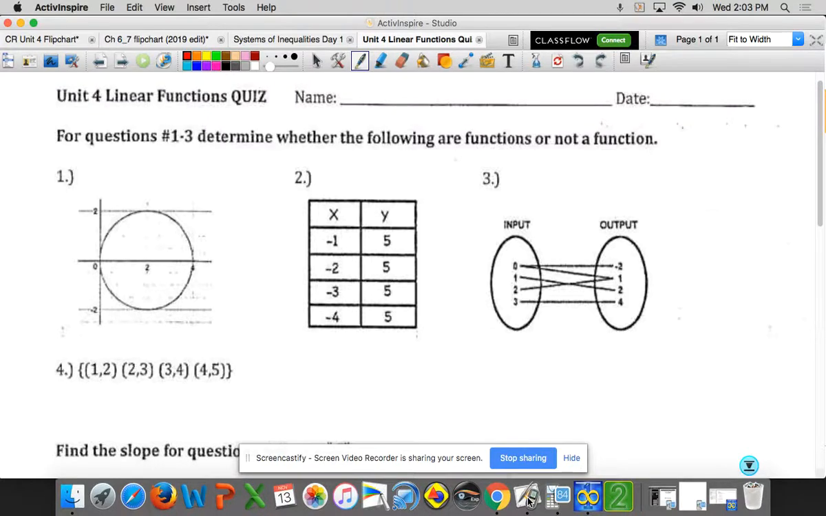Okay, so this is the unit 4 linear functions quiz. We are going to take another one, so I wanted to go over this one because there was a lot of confusion on pretty much all of them. So let's get started with number 1.